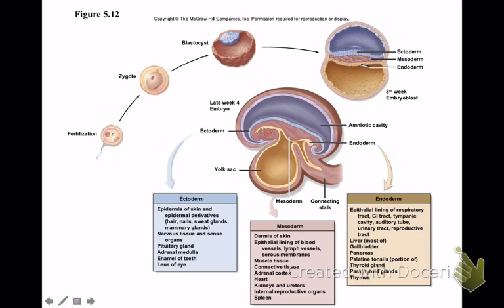And the formation of the 3 layers is kind of a programmed set of steps, but you have your ectoderm, mesoderm, and endoderm forming. You do need to know what comes from each layer. You need to know it in the detail that is posted in Canvas for you.